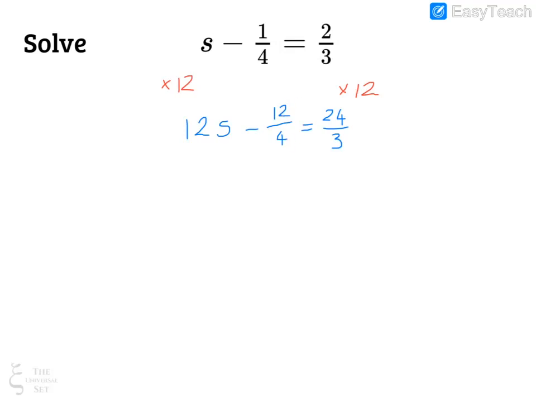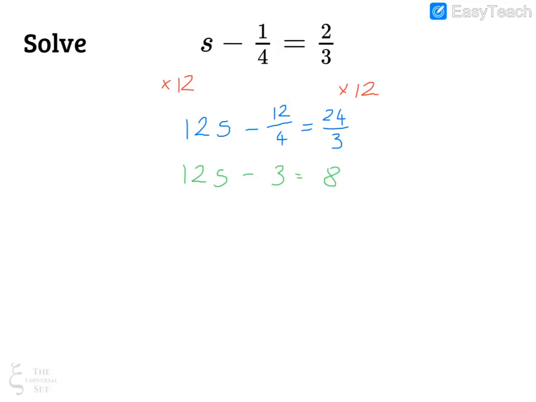What's 12 quarters? Well, that's going to be the same as 3, isn't it? What's 24 thirds? Well, that's the same as 8. So all I'm doing here is 12 divided by 4. That's 3, isn't it? And 24 divided by 3, that's 8. And we're still not quite finished, so we've got 12s minus 3 equals 8.